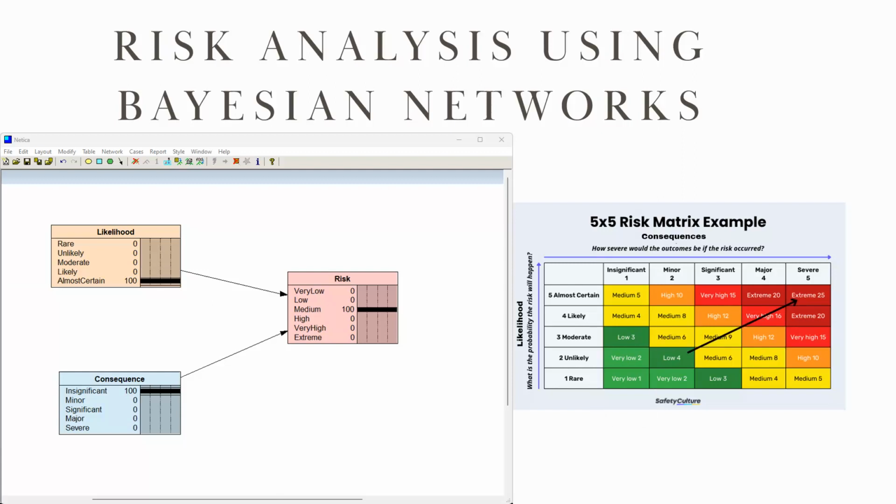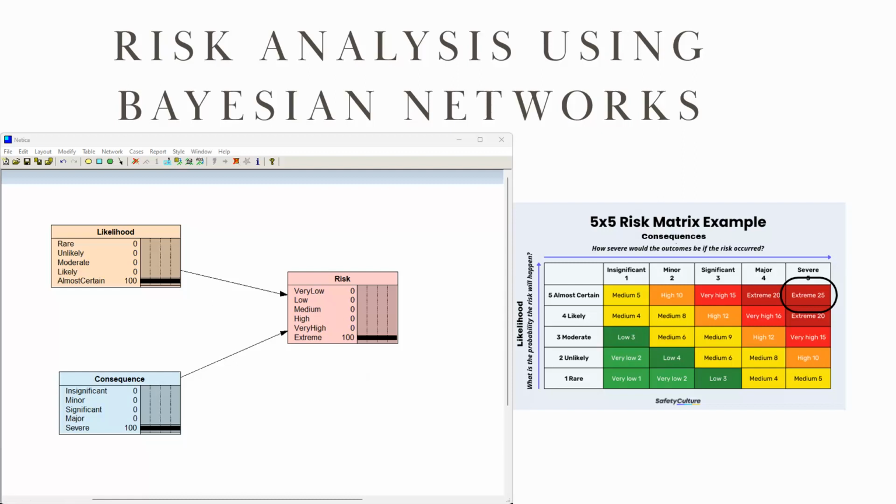Now let's move diagonally through the risk matrix from low risk to extreme risk. Low is unlikely and minor. Selecting those options in the Bayesian network, we have unlikely and minor, also corresponding to a low risk. Similarly for medium risk with inputs of moderate and significant. Very high risk with inputs of likely and major, both in the Bayesian network and in the risk matrix. And extreme risk with inputs of almost certain and severe, both in the Bayesian network and in the risk matrix.